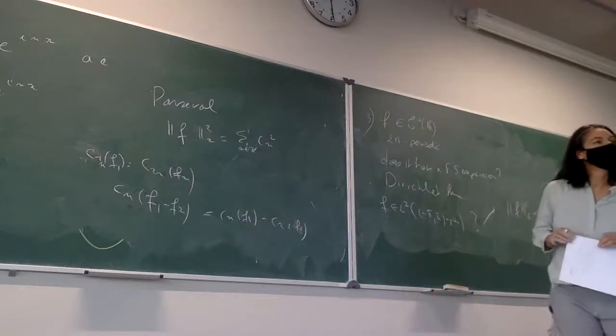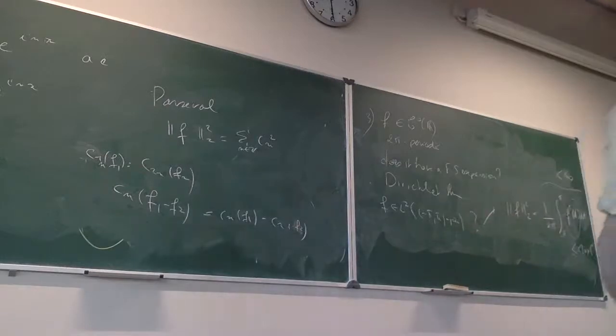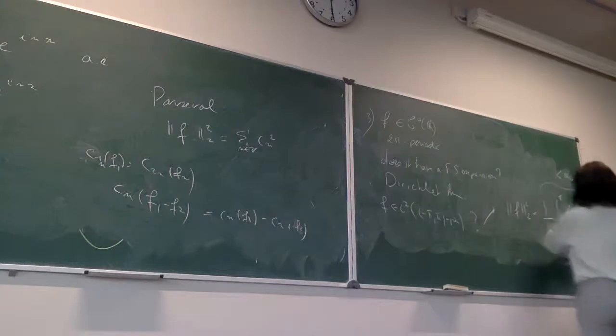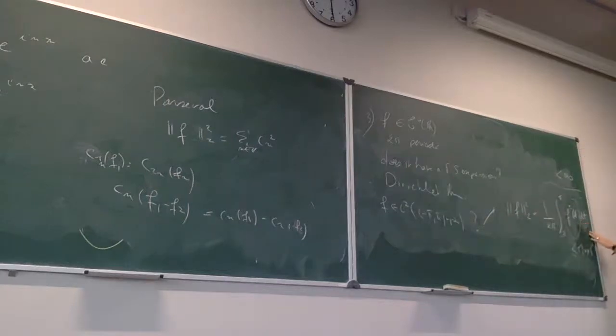Yes? I don't understand this part. Which part? F square is inferior to max value.